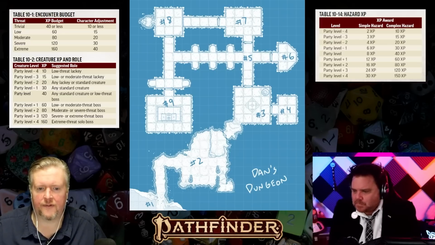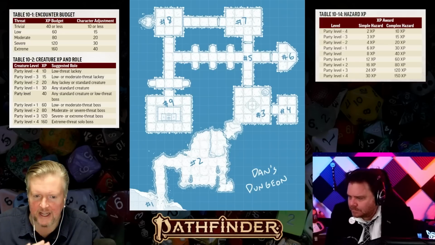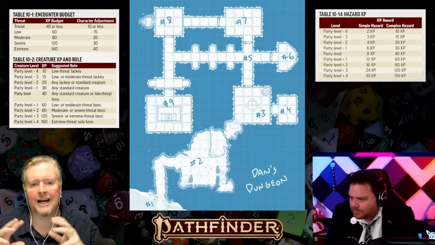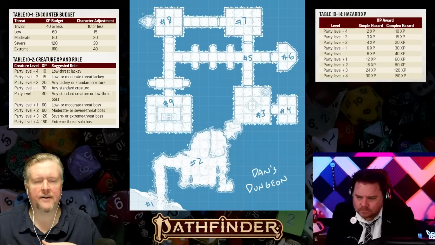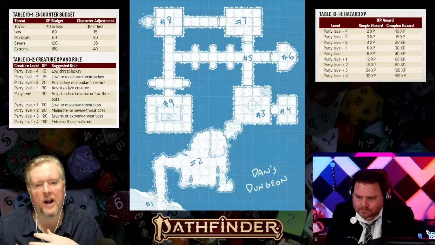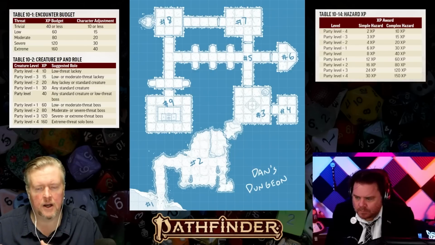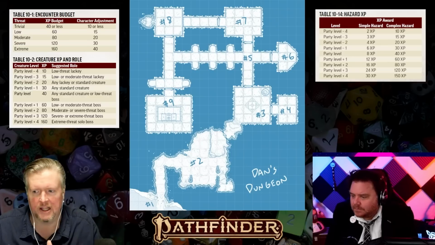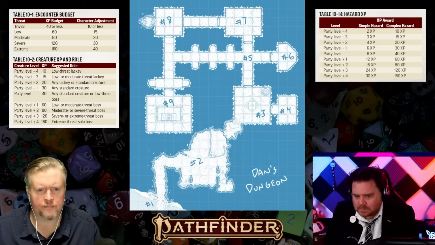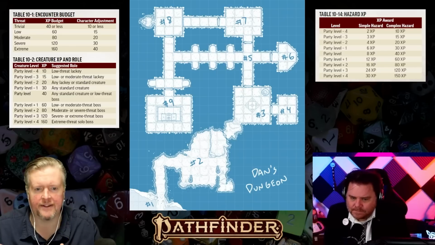So the first thing we should do, before we even start thinking about what kind of monsters we want to put in each area, is look at it from the threat level and where we might want to place it. So Dan, narratively speaking, you already talked about how Area 2 might have some wildlife in it, something that just lives there. Right. I'm all for that. That tells me it's going to be some creatures.